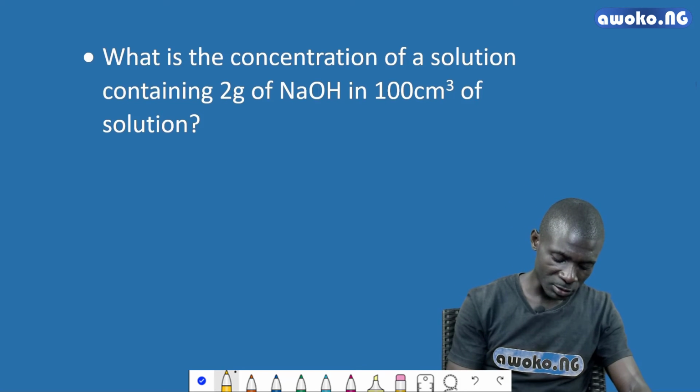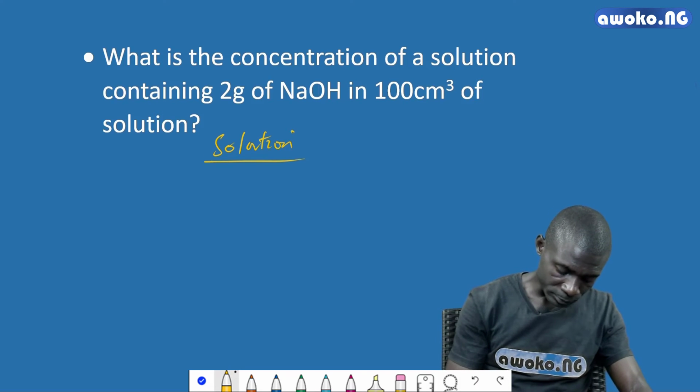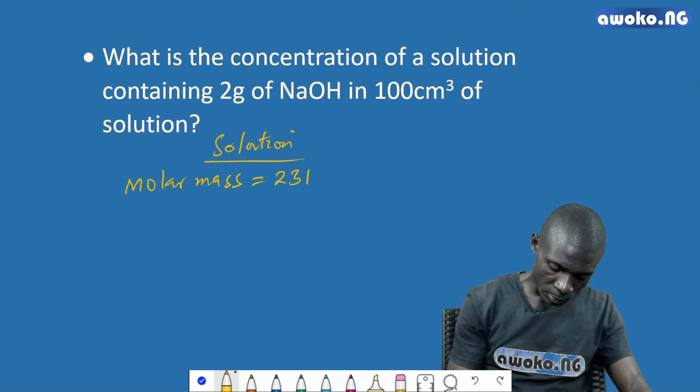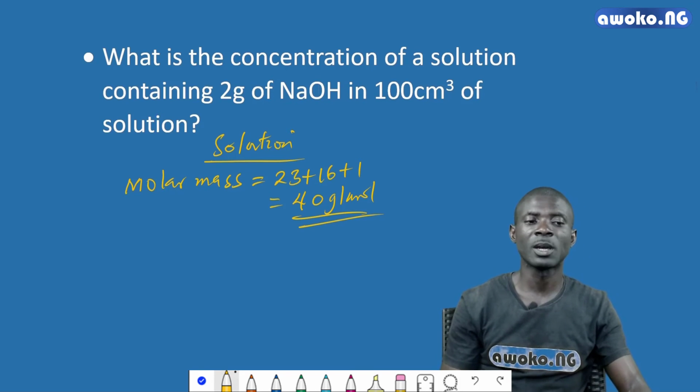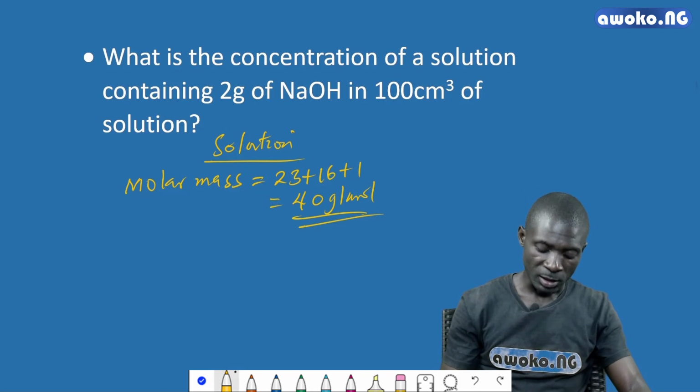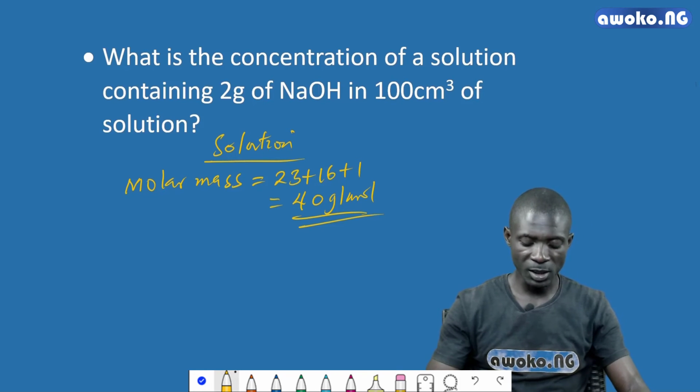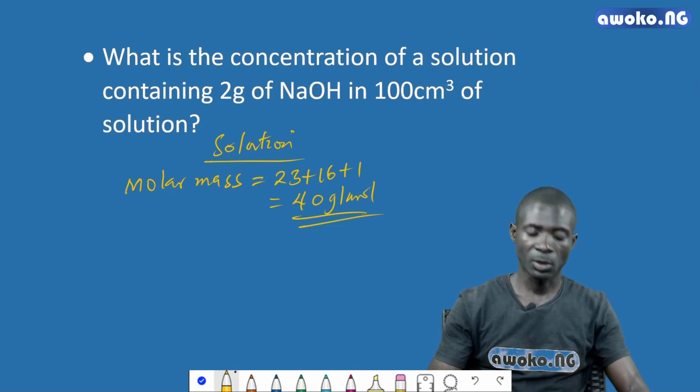Okay, so let's take a look at our solution to this problem here. We have molar mass equal to 23 plus 16 plus 1. This will give us 40 grams per mole. So 40 grams per mole is the molar mass of sodium hydroxide. Now, having gotten the molar mass, we're going to look for the molar concentration of 2 grams of sodium hydroxide in 100 cm³ of solution.